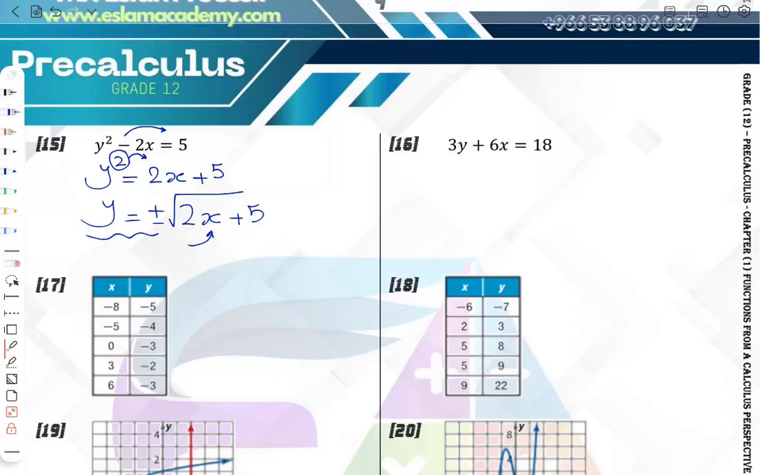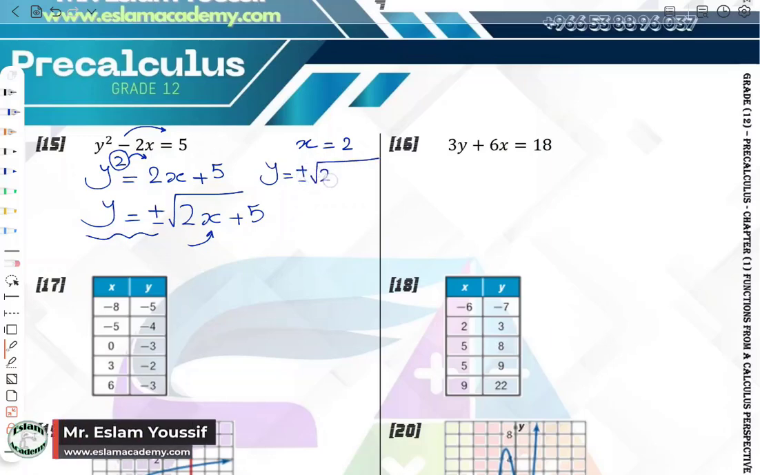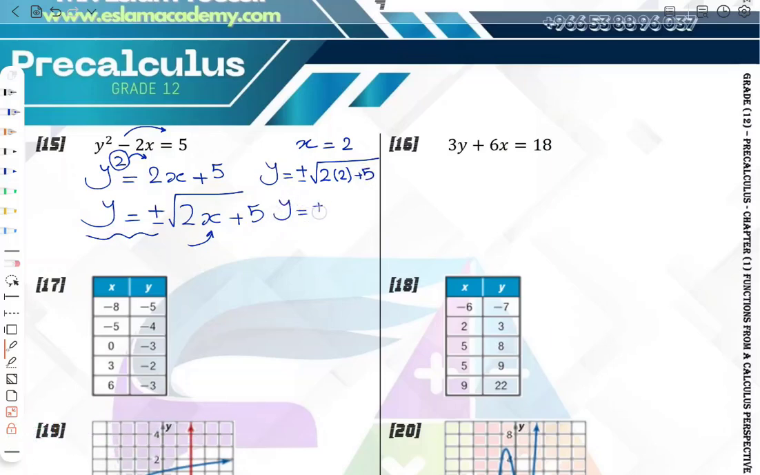To understand that, let x equal 2. Then y will be equal to positive or negative the square root of 2 multiplied by 2 plus 5. Then y is equal to positive or negative the square root of 2 times 2, which equals 4, plus 5 equals 9. The square root of 9 equals 3. You will find that once x equals 2, one of the answers is 3 and the other answer will be negative 3. Then you will find that 2 is connected with two numbers. For each input, there are two outputs. It means this relation is not a function.